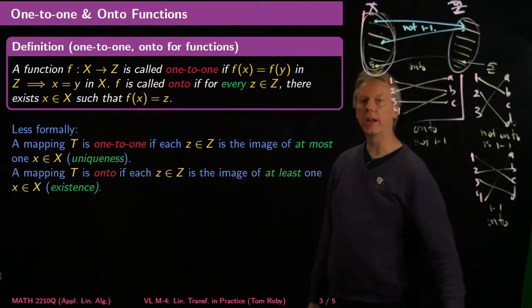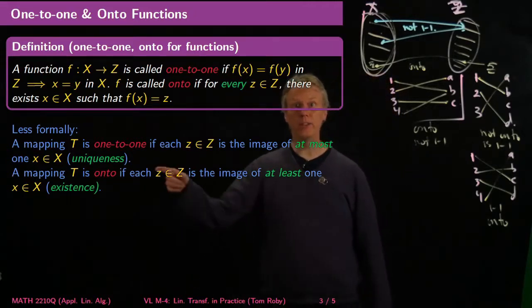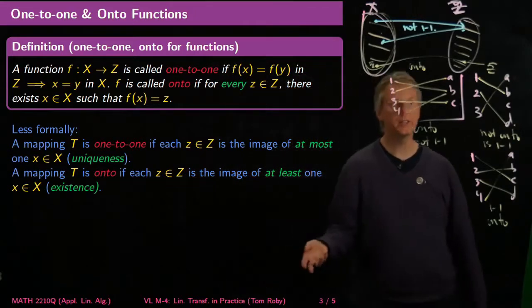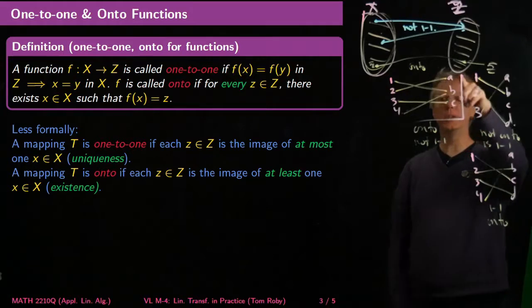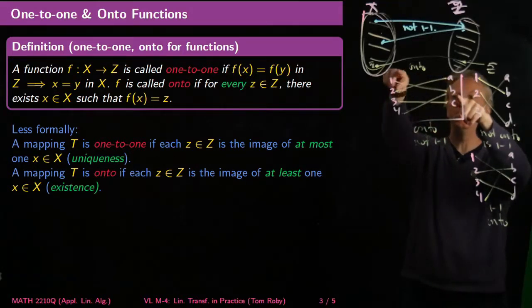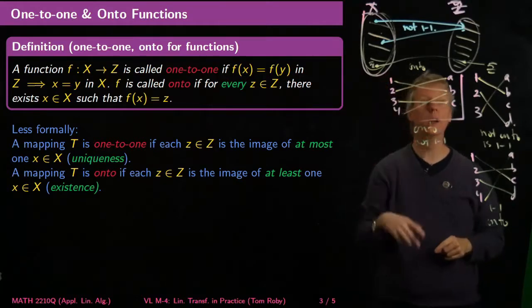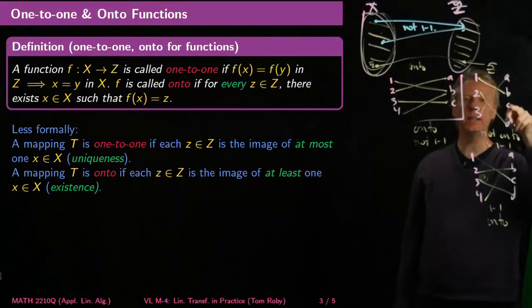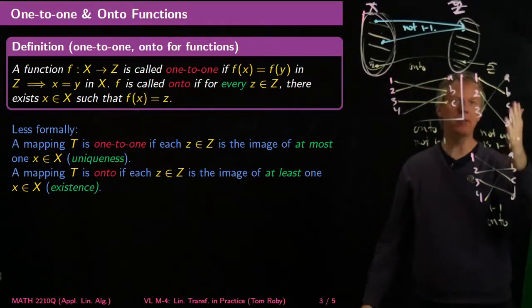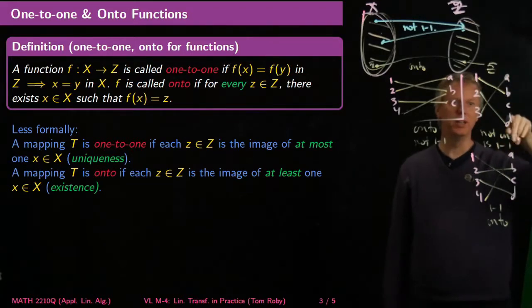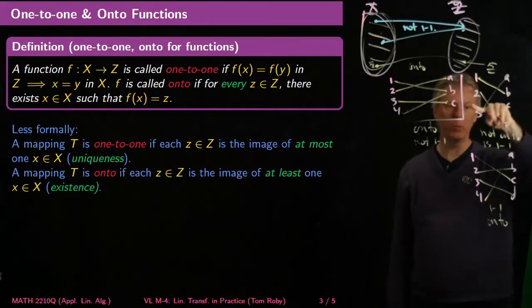Okay? On the other hand, a mapping is onto if every z in Z is the image of at least 1 x in X. Right? So here it's onto because there are two things that b came from, but at least I can find something. I can find it came from 1 or 4. Now over here, c didn't come from anything. So if you're trying to define an inverse function, it would be useful to know where something went to.